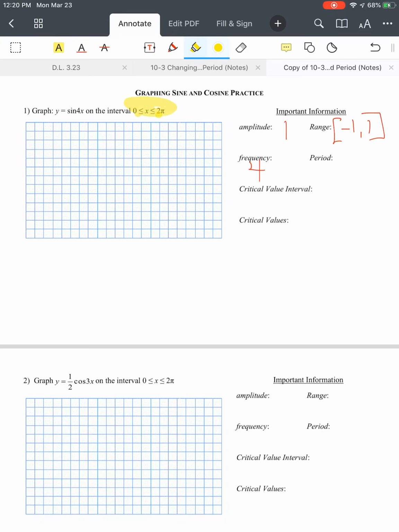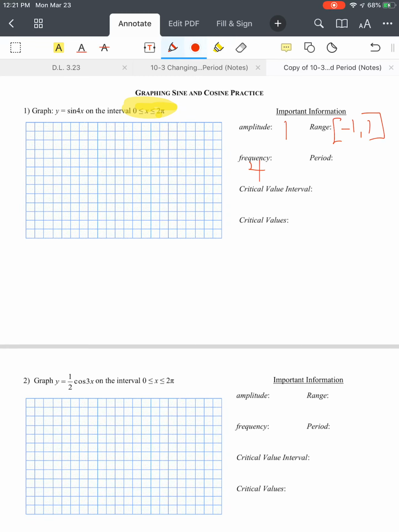Now, it just so happens that I asked you to graph from 0 to 2 pi. You're not always asked to graph from 0 to 2 pi. It's a little bit of a coincidence. I asked you to graph from 0 to 2 pi. That means I should see 4 complete cycles of sine on this graph.